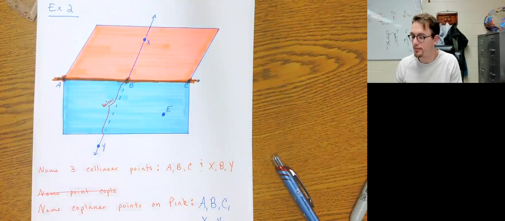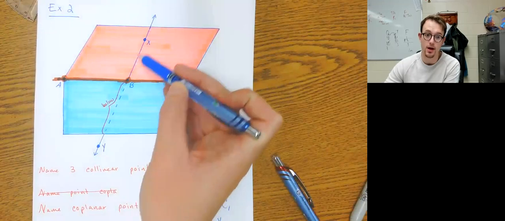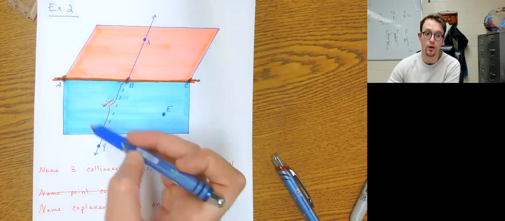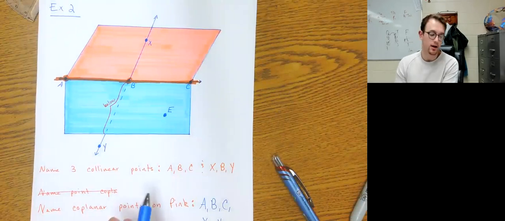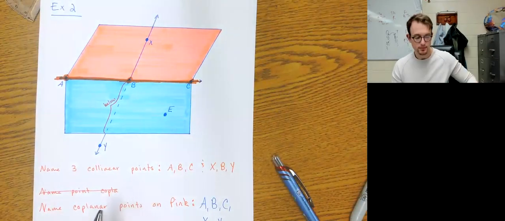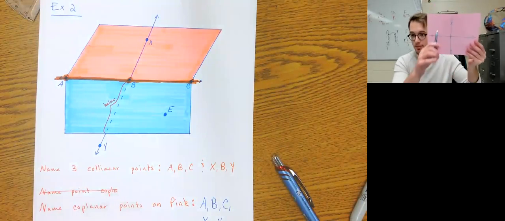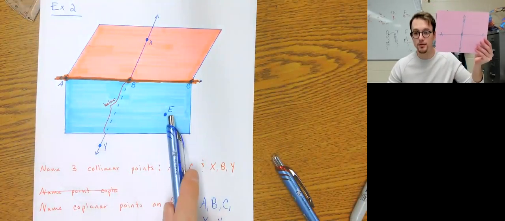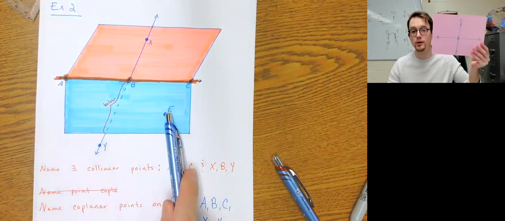So one more time, collinear is things that lie on the same line, so X, B, Y, or A, B, C. Those are collinear, they're on the same line. And coplanar just means what's on the same plane. All these points are on the same plane. E is on a different plane. E is on blue, all of these are on pink, E is on blue only.